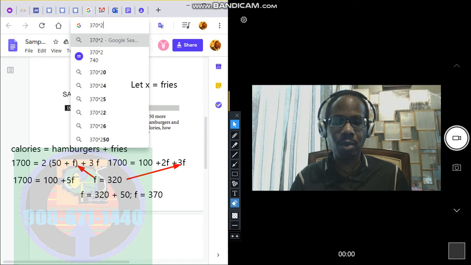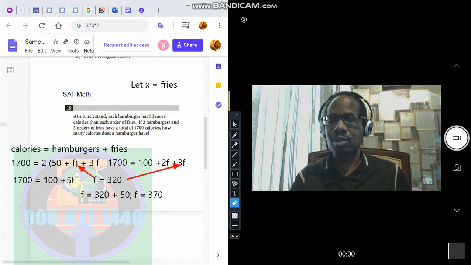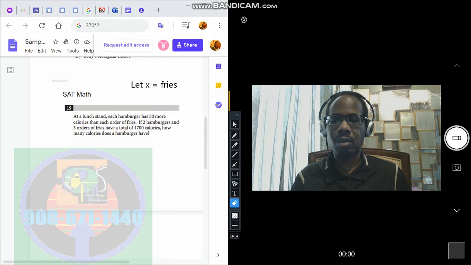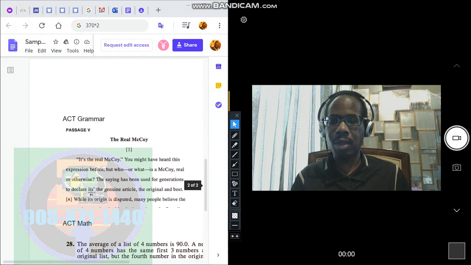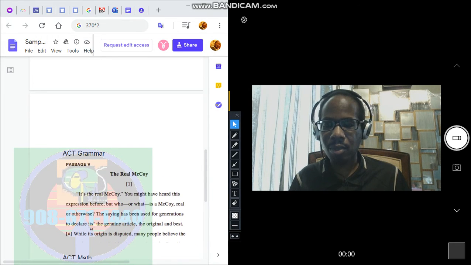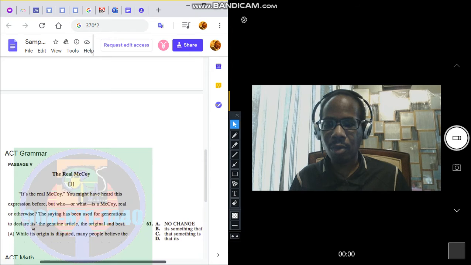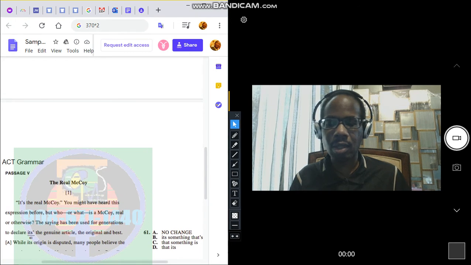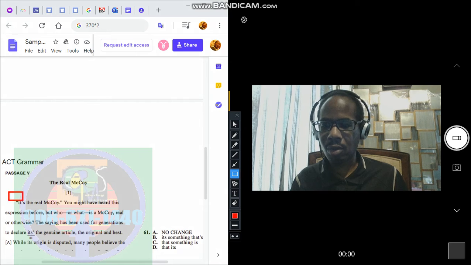Let's erase our board and let's move on to our next one, which deals with the ACT area. Let's do that one now. ACT grammar is here. Again, it's showing a possessive pronoun, it looks like. Yes, it is. So again, a little trick to this, it starts off with it is. So that's the red, right? It is.